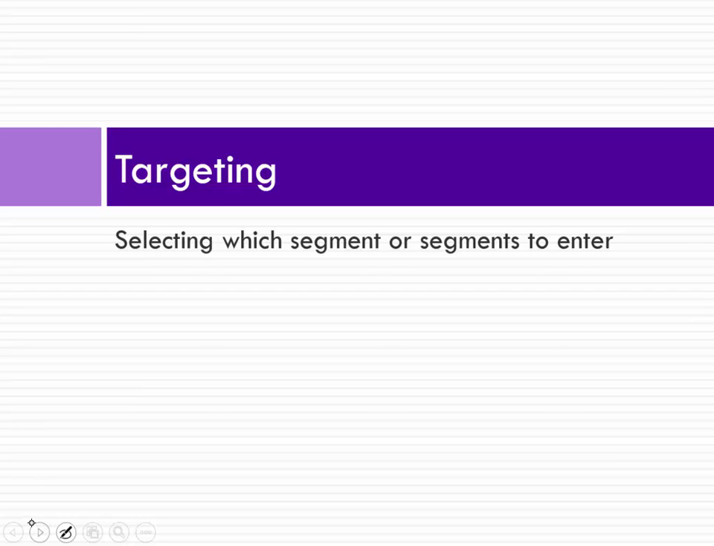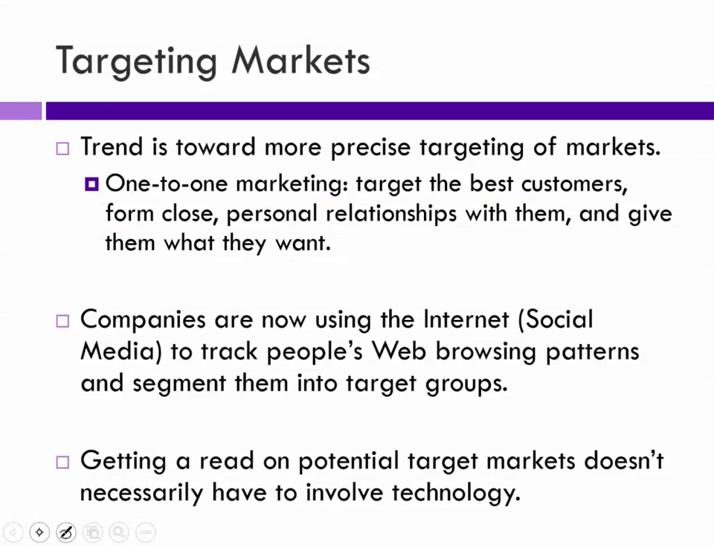Okay, so now we've broken the whole population into all these different groups, and now we have to decide which of those groups we're going to go after, because there's not too many products that can appeal to all those groups, and so we have to decide which of those segments we're going to go into.